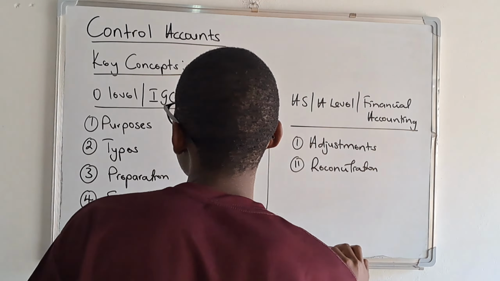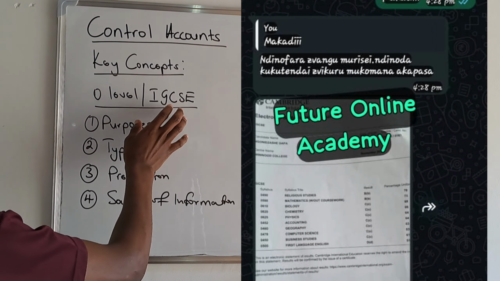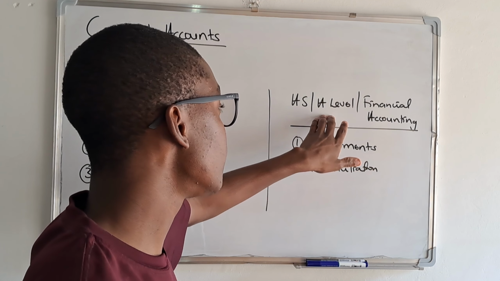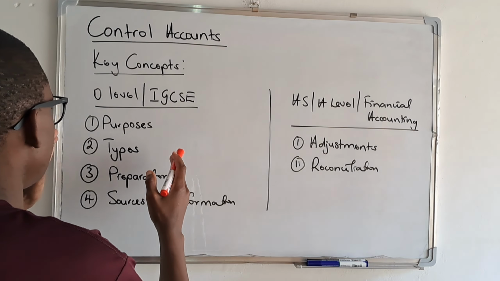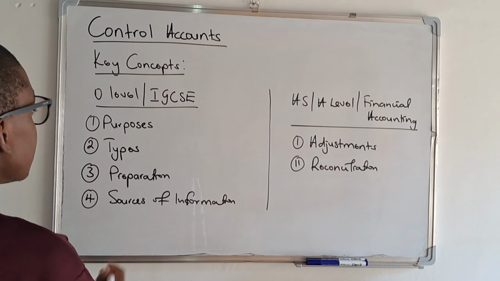I'm going to break down all these aspects, starting with the ordinary level IGCSE, meaning to say that if you are an A-level student, Form 5 or 6, or a financial accounting student, all this O-level stuff you need to know, which I'm going to take a look at.